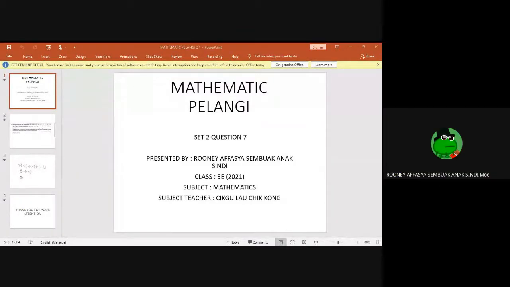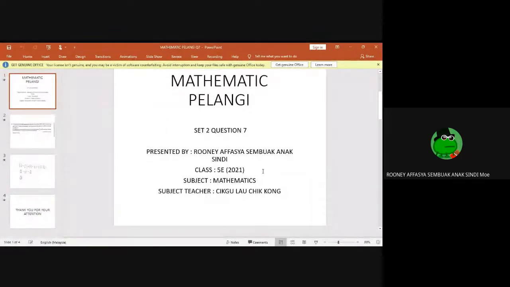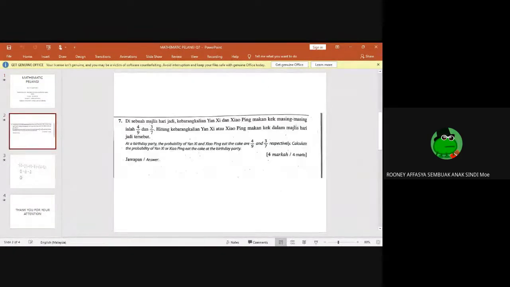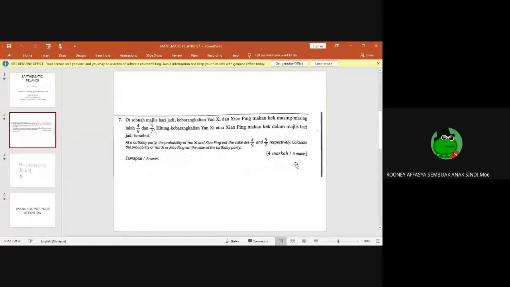A very good morning to Mr. Lau and my fellow friends. Today, I would like to present question number 7. The question is, at the birthday party, the probability of Yanzi and Xiaoping eating the cake are 4/9 and 3/7 respectively. Calculate the probability of Yanzi or Xiaoping eating the cake at the birthday party.